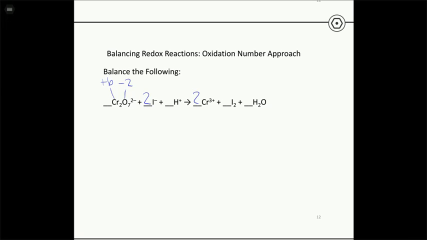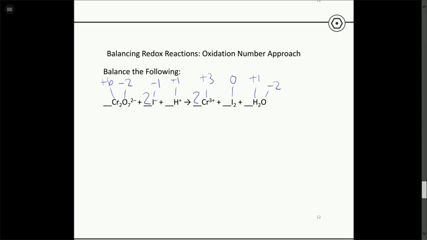I minus is pretty straightforward. That's an ion by itself, so it's minus 1. H plus is plus 1. Cr 3 plus, an ion by itself, is plus 3. I2 is an element by itself, so remember that those always have oxidation numbers of 0. And then our old friend H2O is plus 1 and minus 2. Okay, so those are all the oxidation numbers for every element in here.